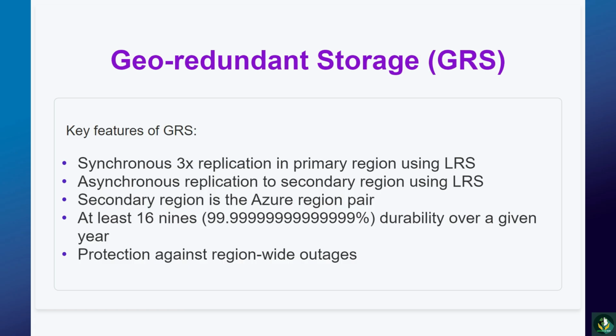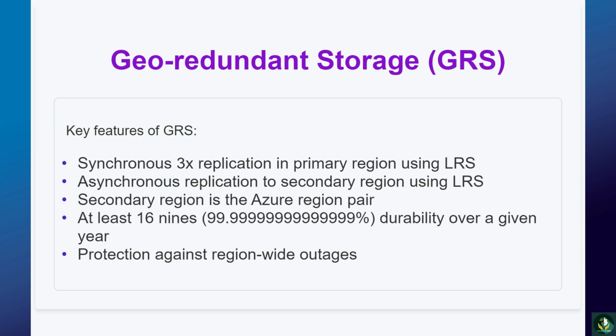Protection against region-wide outages. By replicating data to a geographically distant region, GRS provides a safeguard against large-scale disasters that might affect an entire region. This could include natural disasters, widespread power outages, or other catastrophic events.